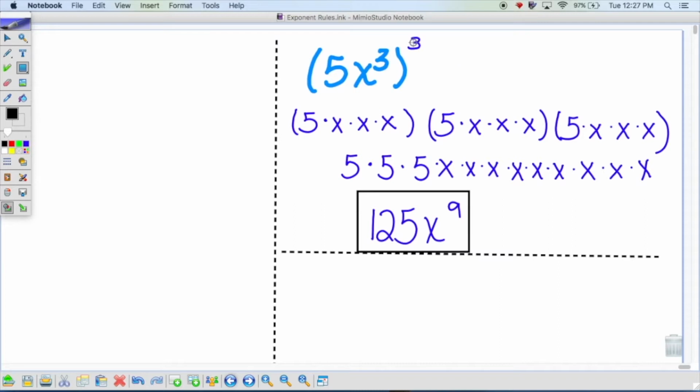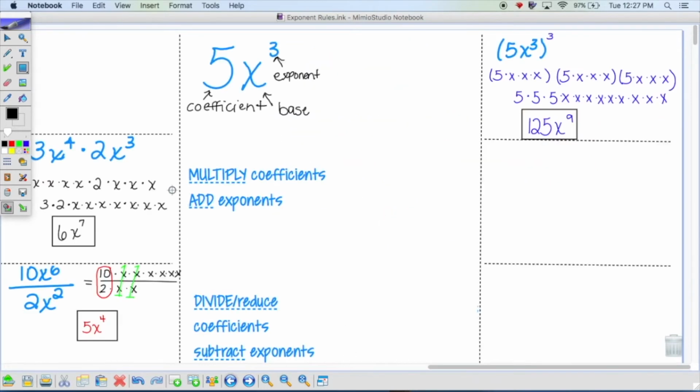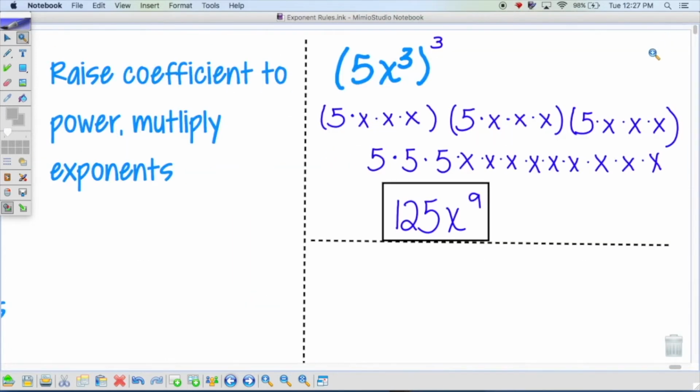So let's look at what the shortcut is to get from this to this. Is this 5 affected? Yes, it is. You need to raise a coefficient that's on the inside. You must always raise it to that number. And what's my shortcut with the exponents here? The shortcut to get 3 and 3 to get 9 would be to multiply. Okay, so my shortcut is to raise the coefficient to the power and multiply exponents. Let's go ahead and write that down.